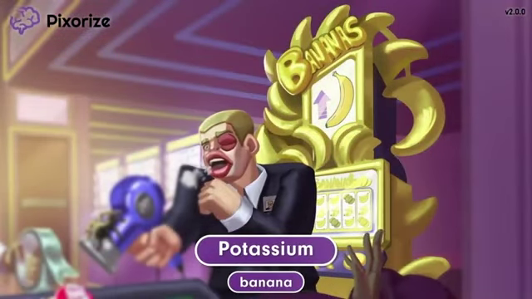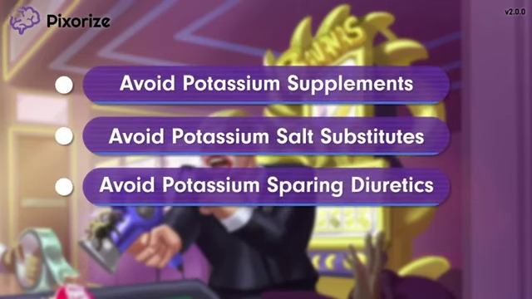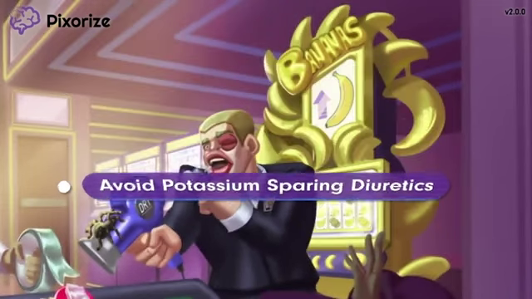If ACE inhibitors cause the potassium levels to increase too much, it can lead to hyperkalemia, a state in which potassium levels are abnormally high. As the nurse, you should anticipate this rise in potassium levels by monitoring electrolytes during treatment. You should also teach your patient to avoid potassium supplements, potassium salt substitutes, and potassium-sparing diuretics. We don't want them to take anything that could put them at risk of developing hyperkalemia.